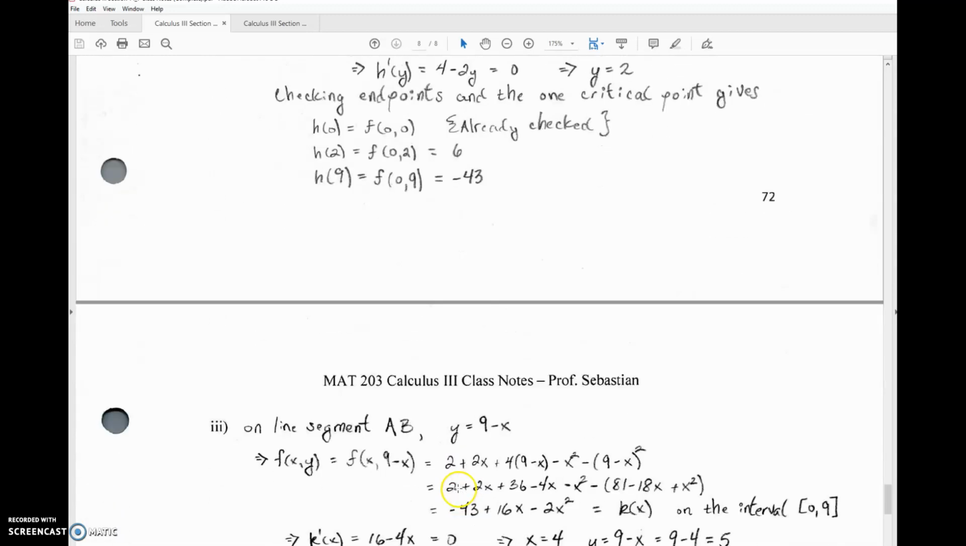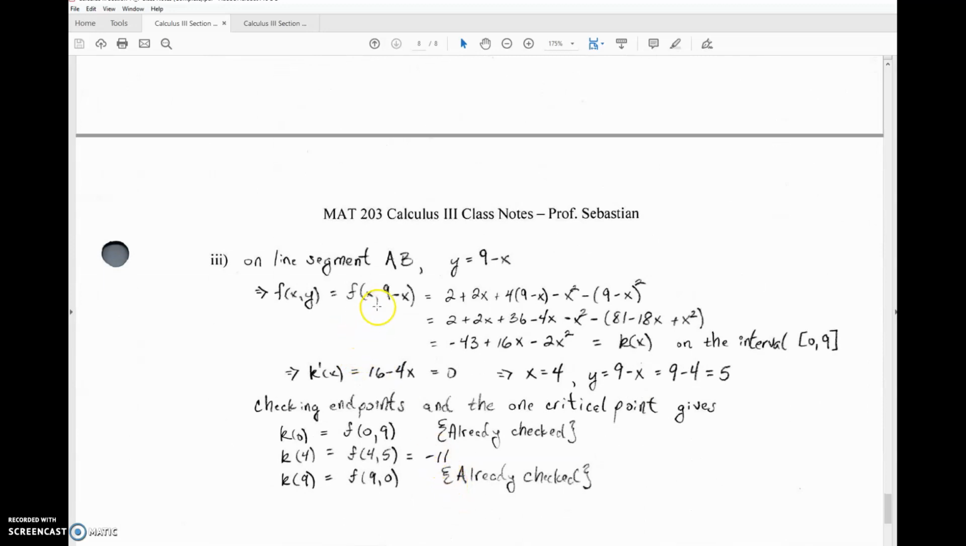Okay, so then on the line segment AB, which is the line y equals 9 minus x, I substitute 9 minus x in for y in f of x, y. So I plug that into my f of x, y and I simplify it as much as I can. And notice now I have another function of just x. I'm going to call that k of x, and that is on the interval 0 to 9. Okay, so I'm going to find the derivative and any critical points on that interval 0 to 9.